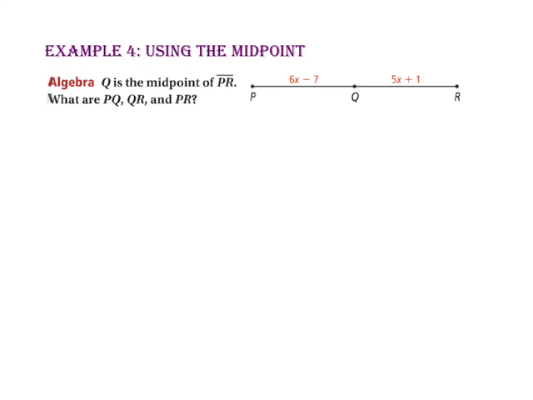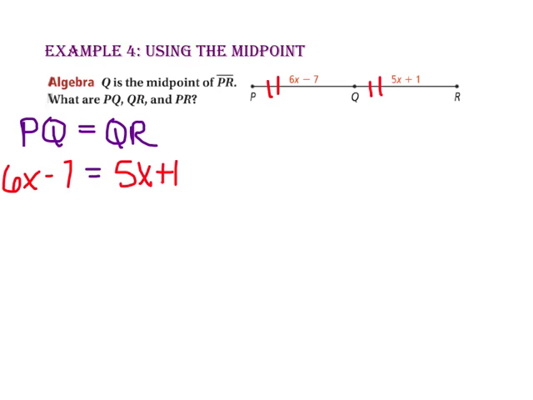Example 4 tells us that point Q is the midpoint of segment PR. That means that segment PQ is congruent to segment QR. So let's start by writing that equation. Next, let's substitute 6x minus 7 for the length of segment PQ and 5x plus 1 for the length of segment QR. Now, let's go ahead and solve for x.